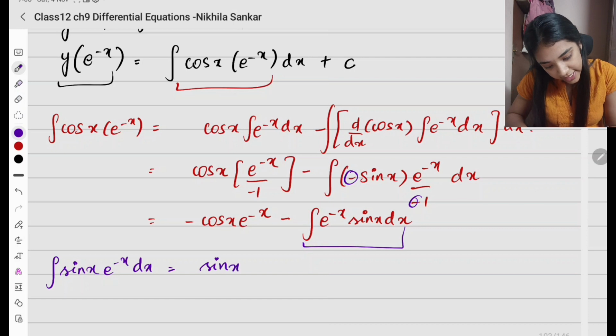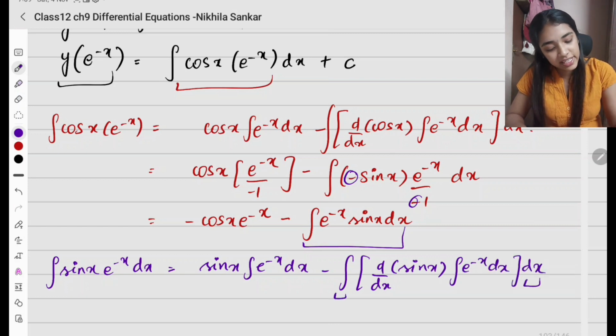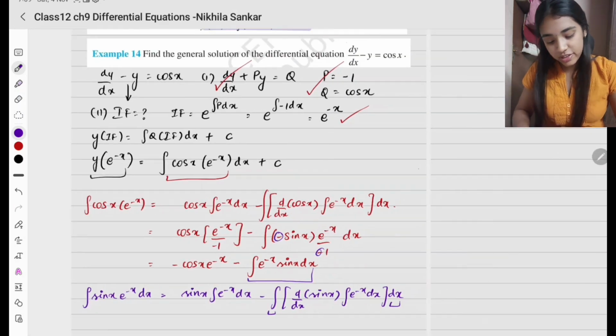Sin x times the integral of e to the minus x dx, minus the integral, open the bracket, d by dx of the first function sin x times the integral of the second function dx, close the bracket, again dx, because this integral has its own dx. Do you remember integration by parts? Very good. Now next step, I'll write it here.